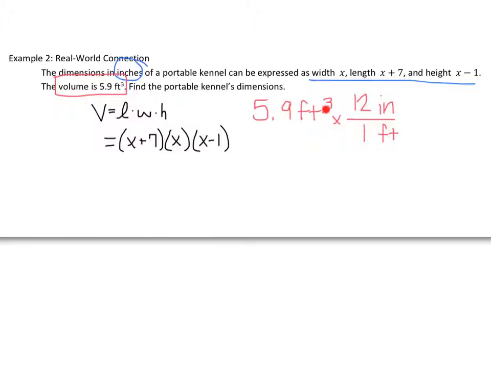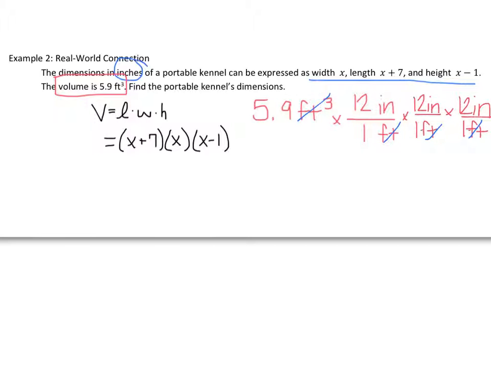Does our feet cubed cancel out with this foot here? No, you have to do it 2 more times, right, since it's feet cubed. All right. So times 12 inches over 1 foot times 12 inches over 1 foot. That makes all the feet cancel out, and we're just left with inches.